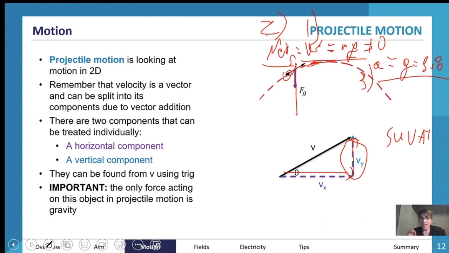That means that from the beginning of the cannonball motion, from the moment it was shot till the very end, horizontal velocity will be the same. And how do we calculate horizontal velocity? By using v is equal to delta x on t.